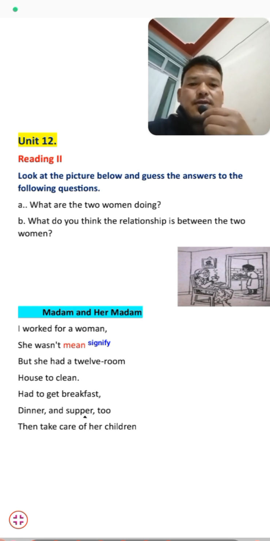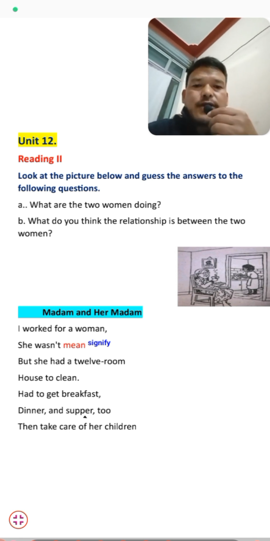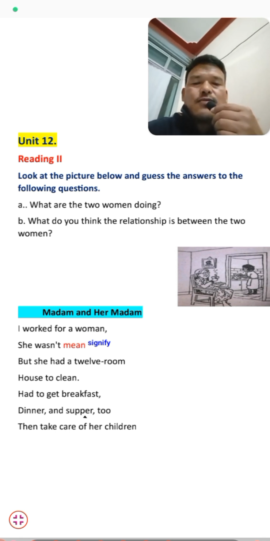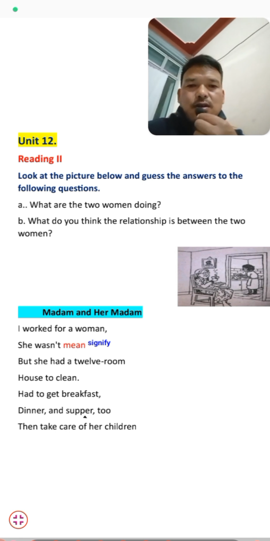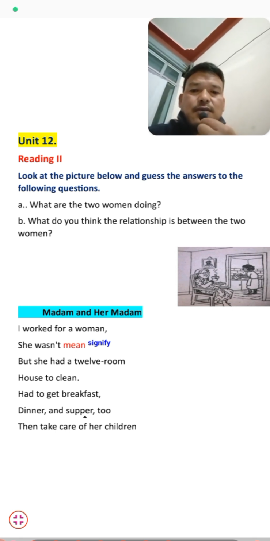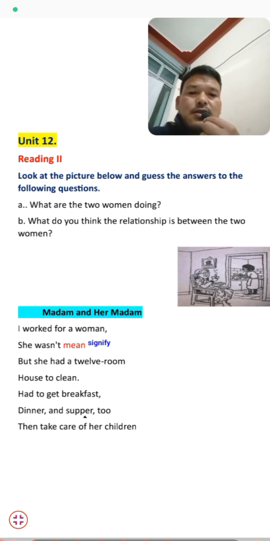Students, in the first stanza, the servant narrates a story, that she worked for a woman, means she worked for a house owner, and she wasn't that bad. The owner of the house wasn't that bad, but the servant had to clean 12 rooms, and she had to clean the house. It means she had lots of work to do in that owner's house.